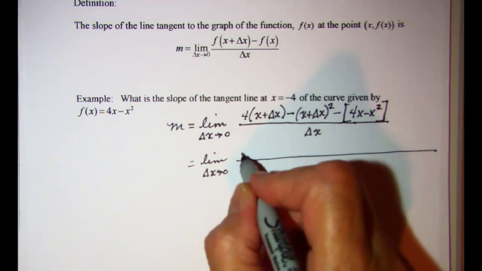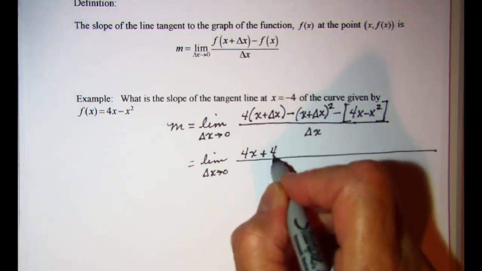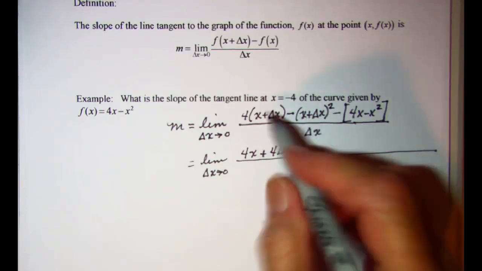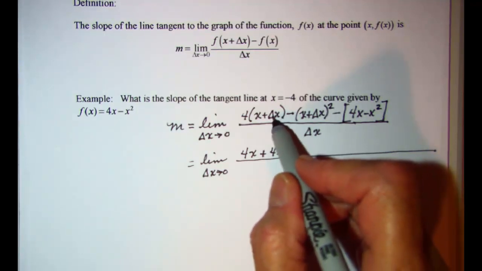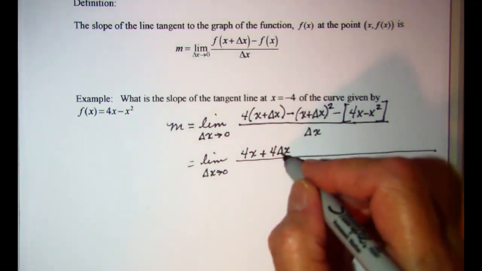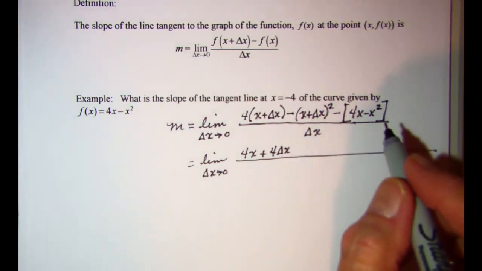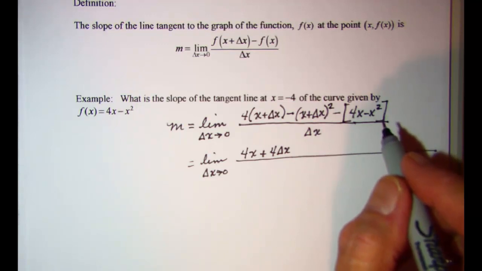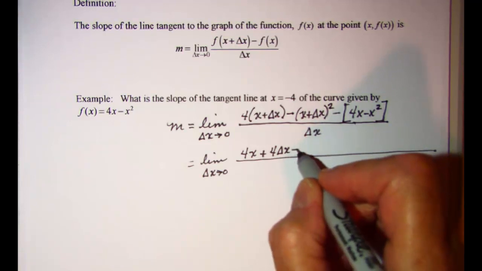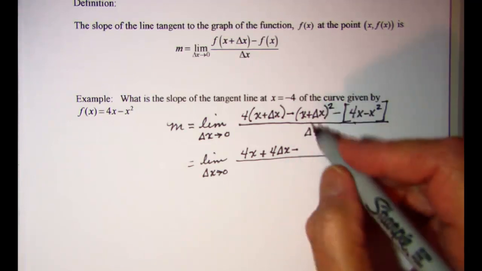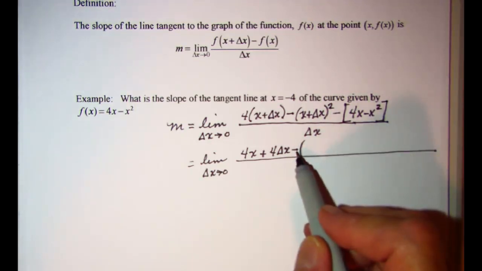Distribute our 4. So 4x plus 4 delta x. Now this delta x is a variable. Don't separate the delta away from the x. It's not a product. It's delta x, which represents that very small change in x. And then we're going to have minus, and we need to square this binomial. So I'm going to wait and pull my minus through after I'm done squaring.